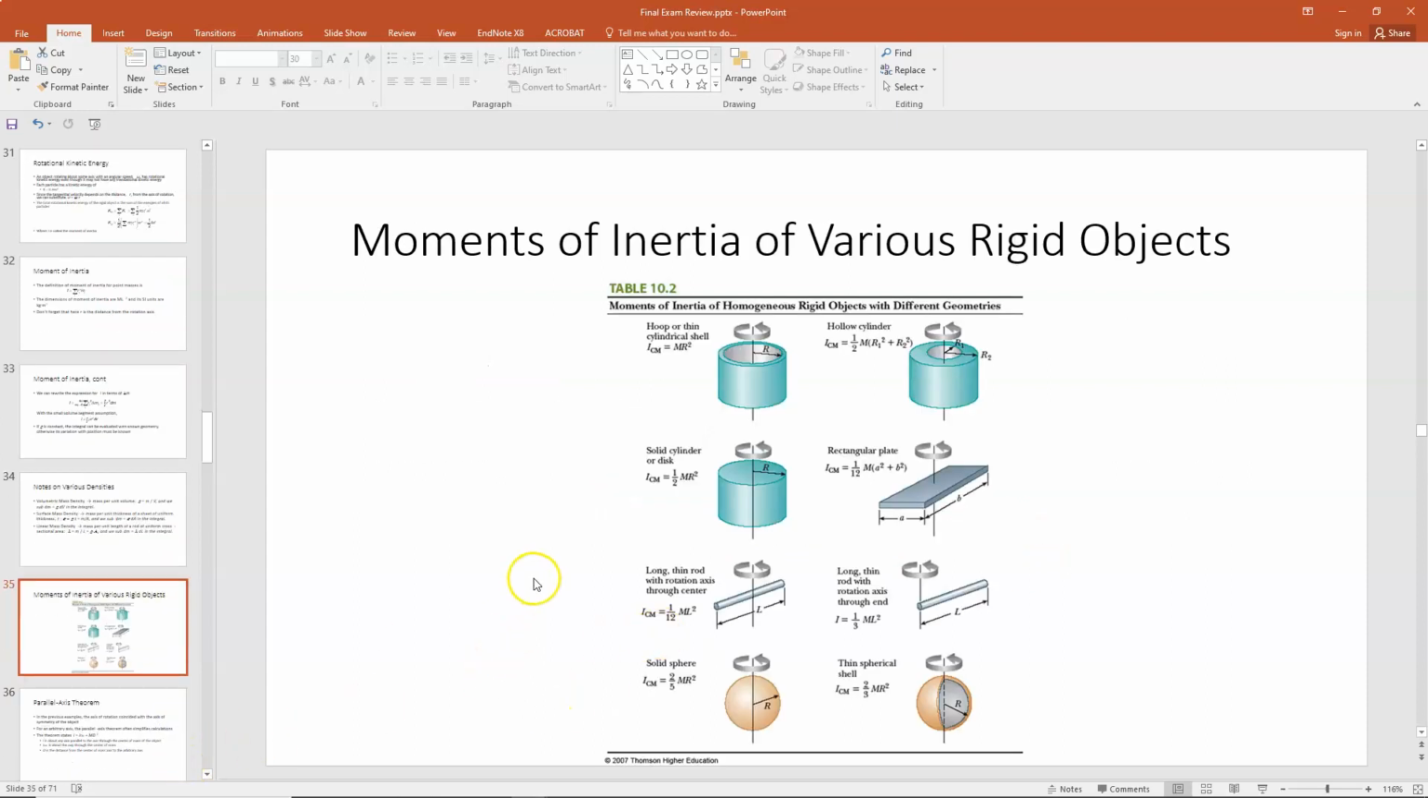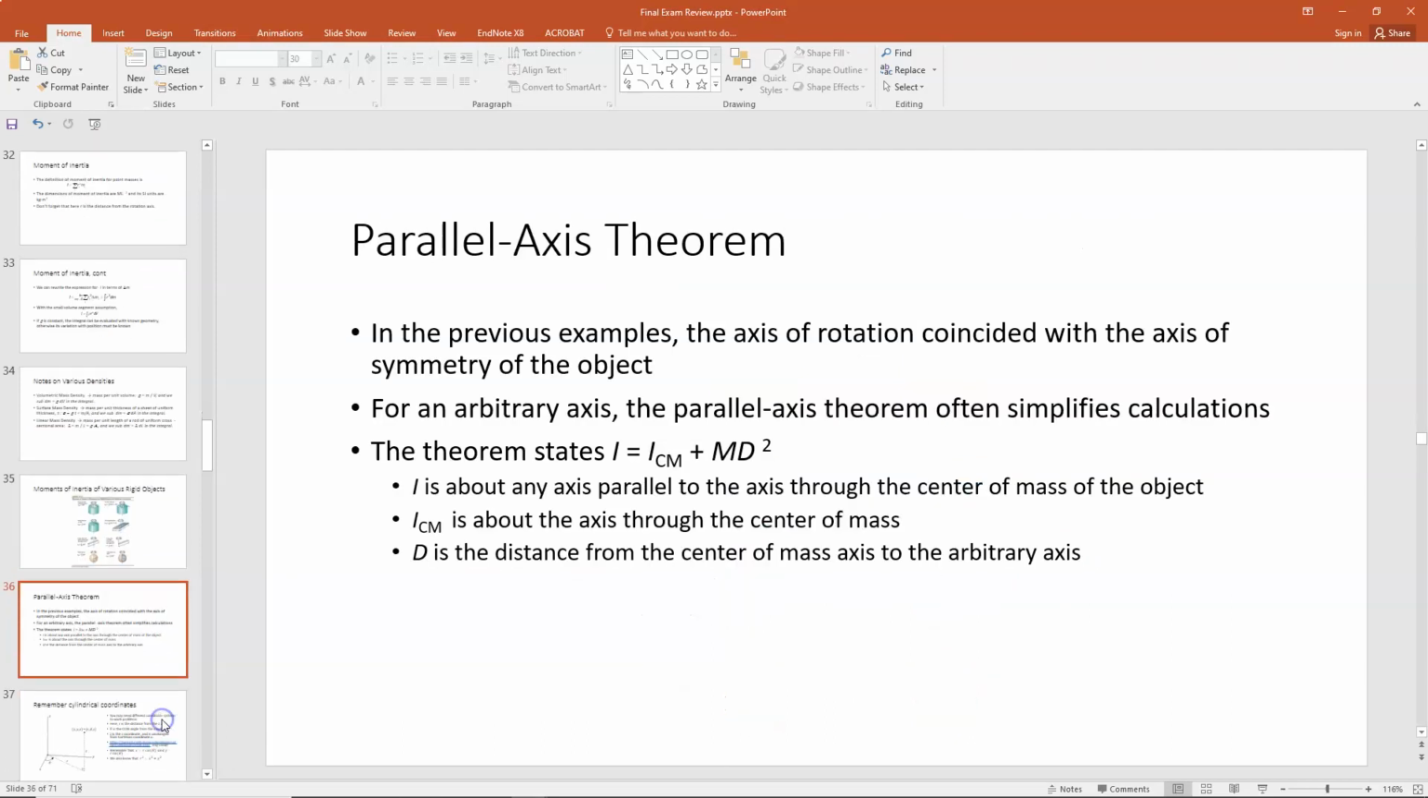We talked about and solved for the moments of inertia for various rigid objects. I did some and you did some for homework. In class, I did the hoop, the solid cylinder, the long thin rod, and the solid sphere, and you did the rectangular plate and the thin spherical shell. You have to know how to do all of those and recreate them. I promise you one of those will be on the test.